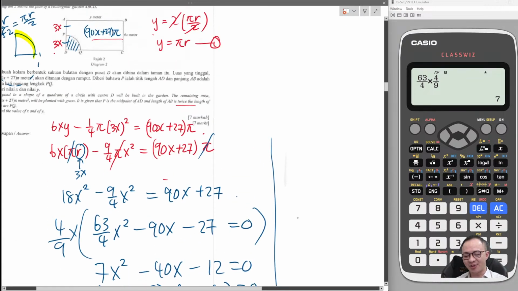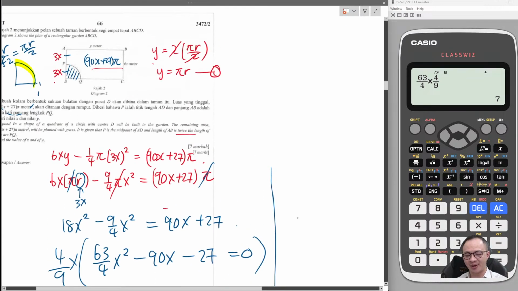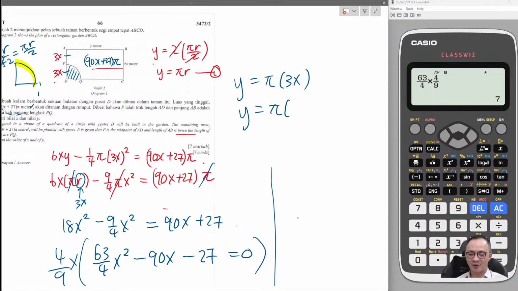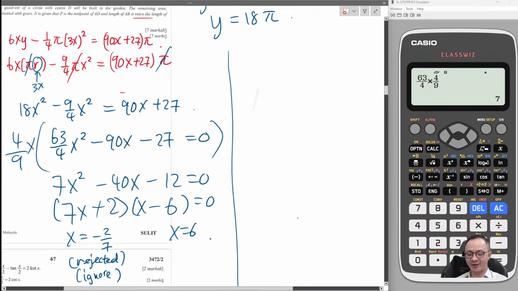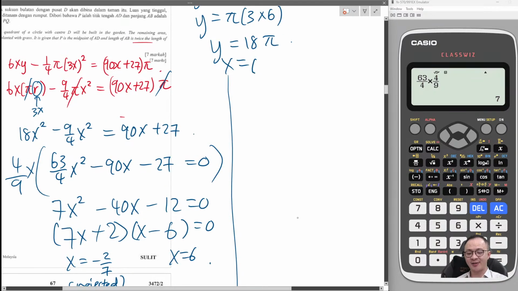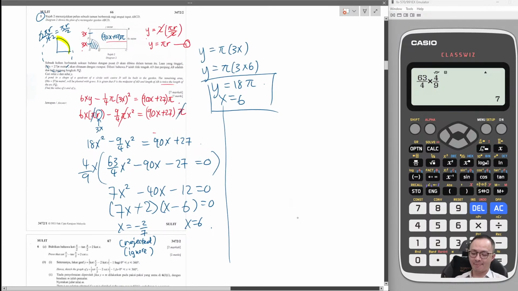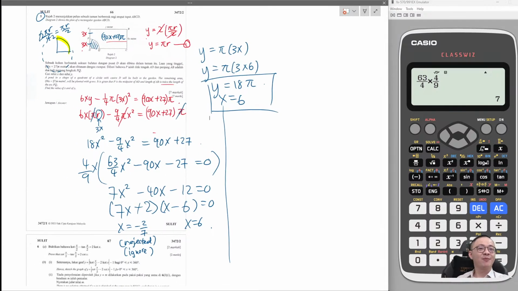So x equals to 6, so I can sub into the first one. My y equals to pi r, right? r is 3x. So my y is pi times 3x, and 3x is 6, right? So it's 18 pi. Okay, so I got x and y. So x equals to 6, y equals to 18 pi, 7 marks. Is it understandable?